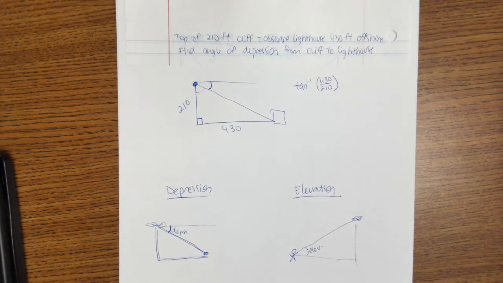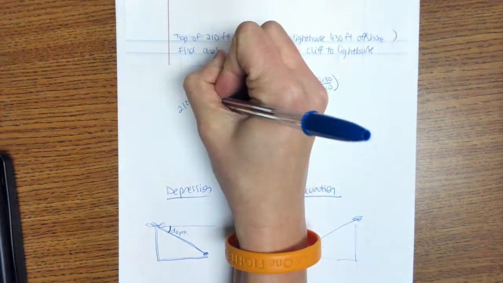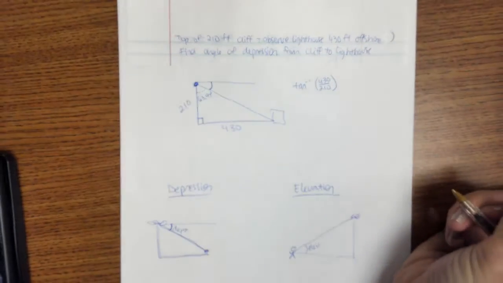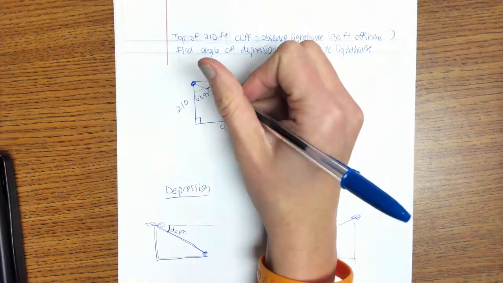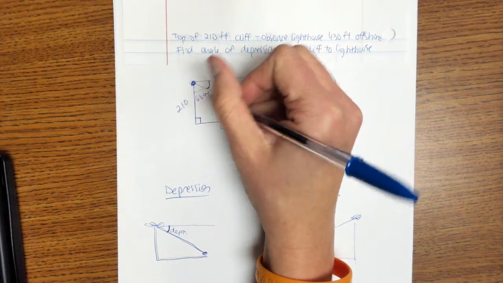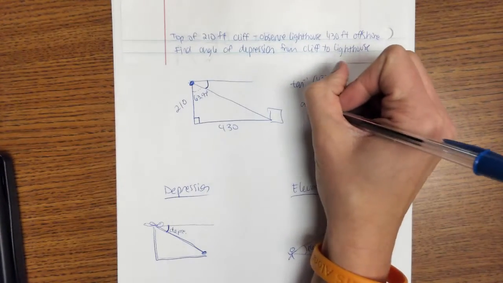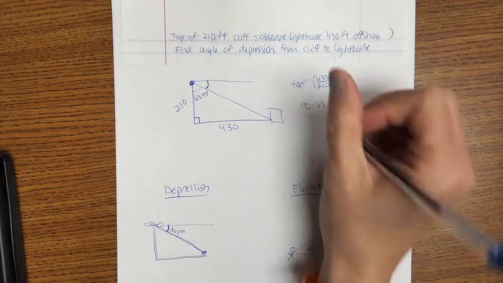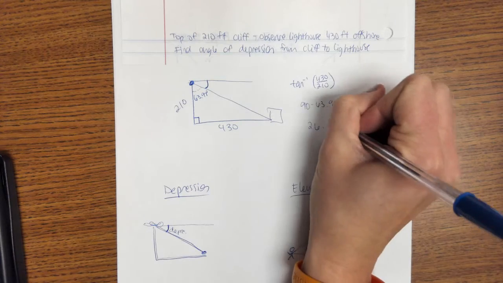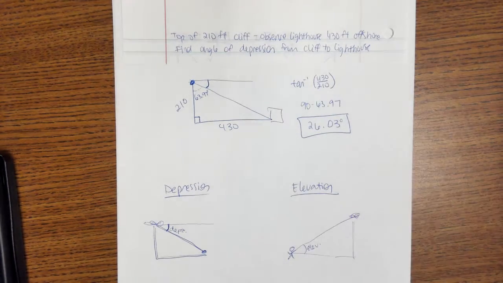So that's going to give me, let's see here, 63.97 degrees. That is not the angle of depression. You just have to be careful. We know that the angle of depression is complementary to that angle. So we could do 90 minus 63.97. And that's going to give me 26.03 degrees for the angle of depression.